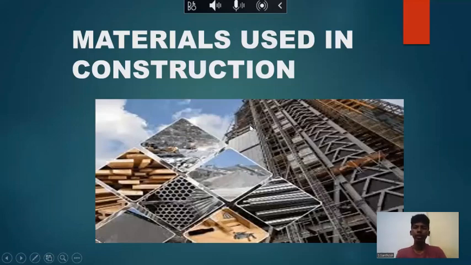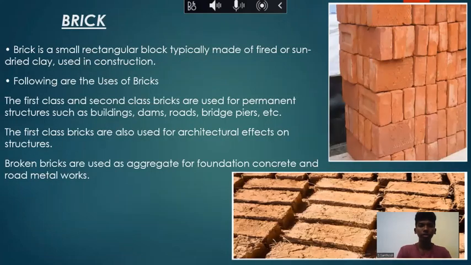Now let's see about materials used in construction. So speaking about the materials used in construction, they usually are the cement, bricks, metals like the iron rods and TMT bars that are used for constructions. See about them now. First one, it's bricks.